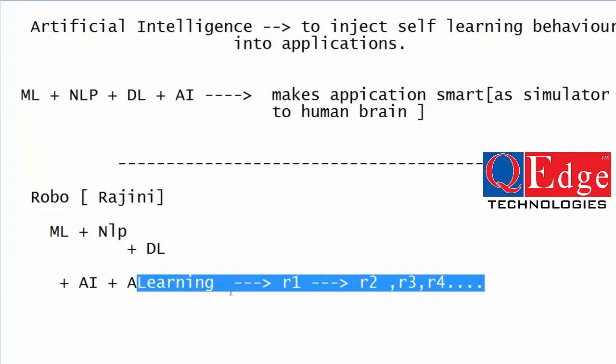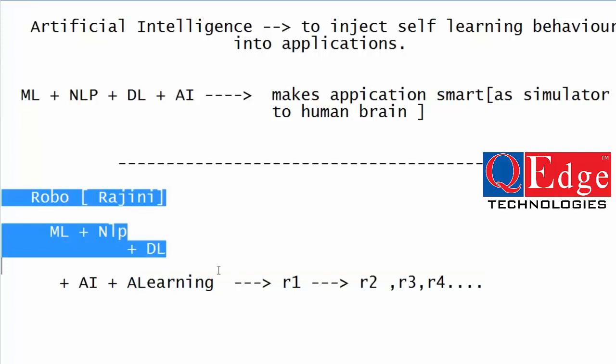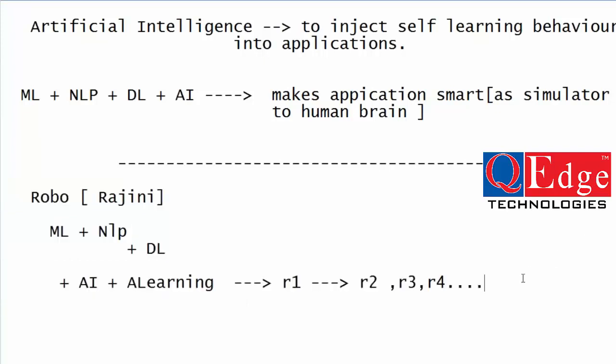So in this way, if you look at that movie Robo, indirectly you can understand what machine learning, NLP, deep learning, artificial intelligence and artificial learning are, and where exactly all these things are embedded into one particular application. Here, the application means that Robo is the one single application, but this single application contains all these models. This is exactly a data scientist's role.